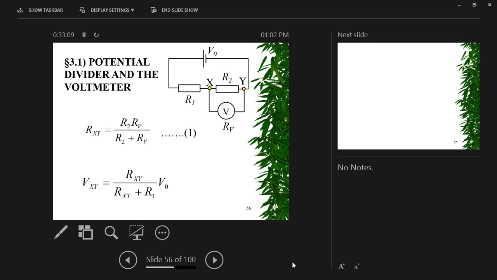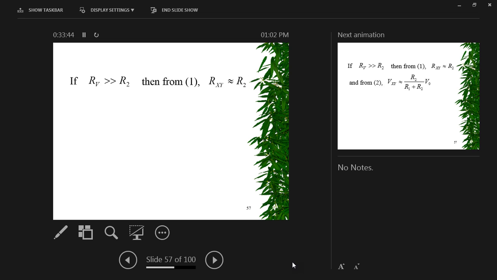But we're going to derive an interesting result here. Clearly this Vxy is not the same as if I had a perfect voltmeter here and I measured the potential difference across a resistor R2 that's in series. It's not the same because it's very complicated. It's R2 RV over R2 plus RV, divided by R2 RV over R2 plus RV plus R1, times V naught. Very complicated expression. So clearly it's not as simple as just the potential difference due to just R2. So let's consider this case where we make RV very large.